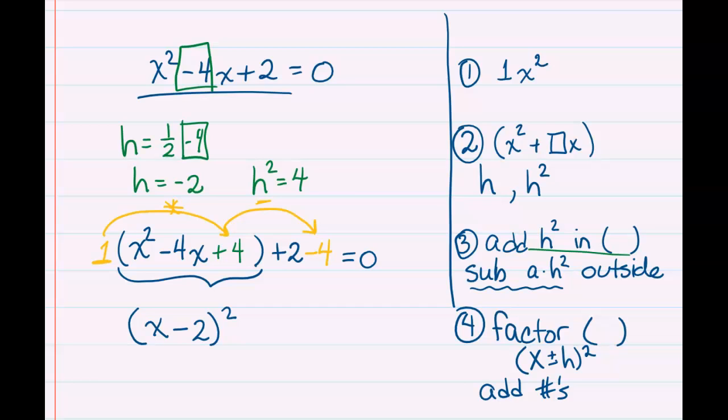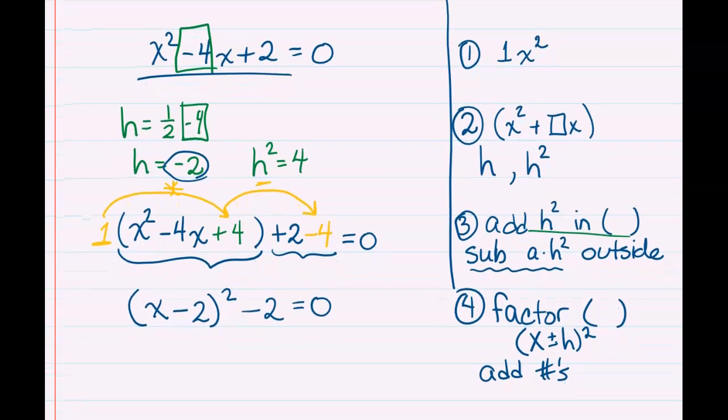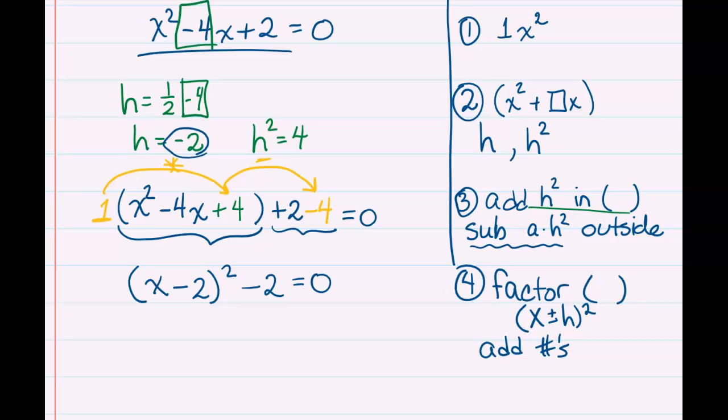So remember that h right here was a negative 2. That's why we have a minus 2 here. Then we're going to add the outside numbers. That's going to be minus 2 is equal to 0. So now we've got to solve this. We're going to add 2 to both sides. And that's going to give me x minus 2 squared is equal to 2.